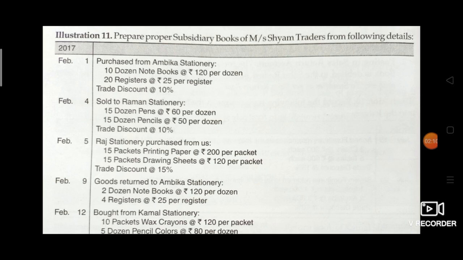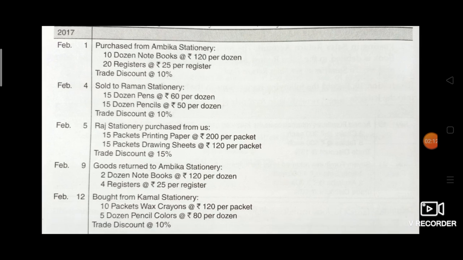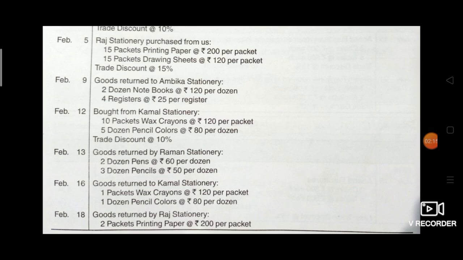Okay. Now next entry of February 12th, bought from Kamal Stationery. Bought means purchased. Purchased from Kamal Stationery 10 packets wax crayons at Rs 120 per packet and 5 dozen pencil colors at Rs 80 per dozen. Trade discount at 10%. So this entry will be entered in purchase book because this is credit purchase of goods.